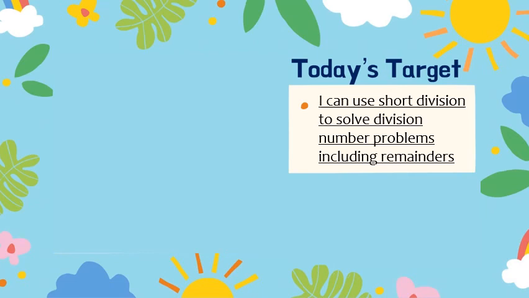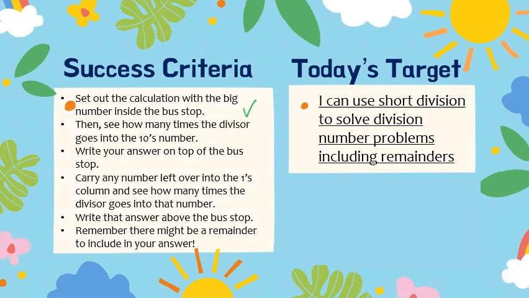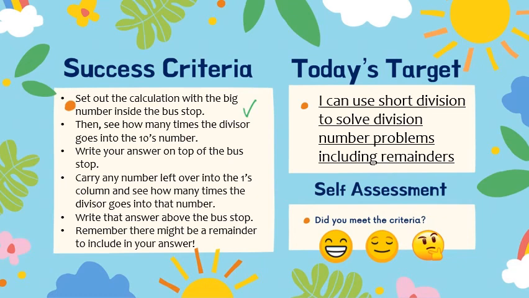Your target today is I can use short division to solve division number problems, including remainders. Follow these steps to ensure that you're successful. Set out the calculation with the big number inside the bus stop. Then see how many times a divisor goes into the tens number. Write your answer on top of the bus stop. Carry any number left over into the ones column and see how many times the divisor goes into that number. Then write that answer above the bus stop. Remember, there might be a remainder to include in your answer. When you have finished, check your work against the answers on the next page. Did you meet the criteria?